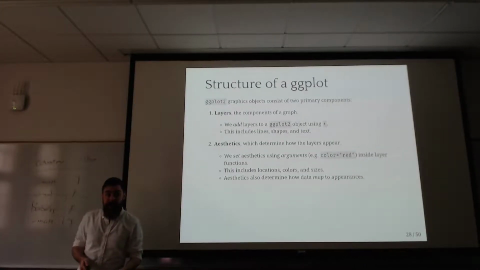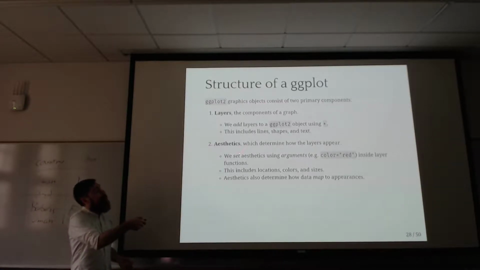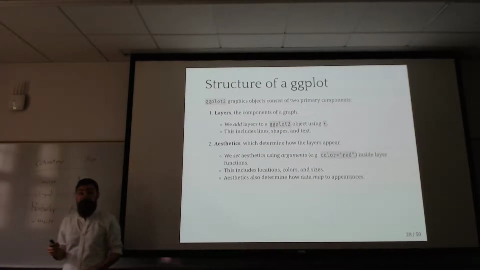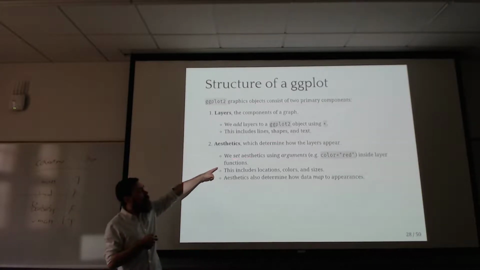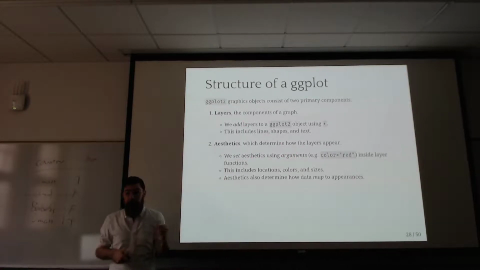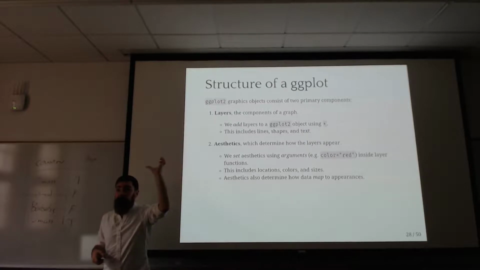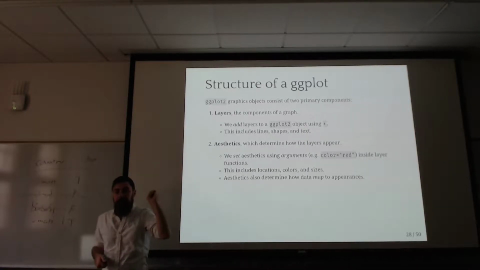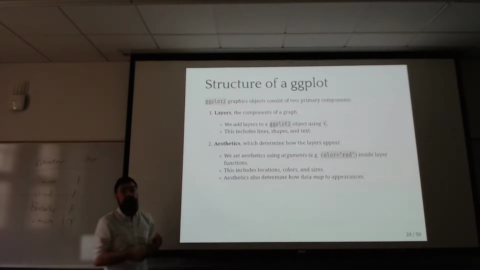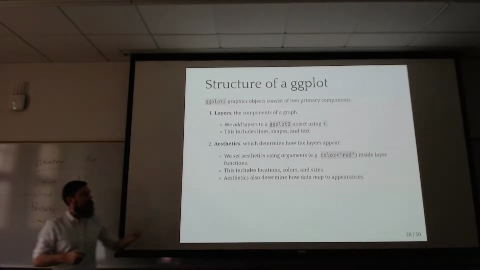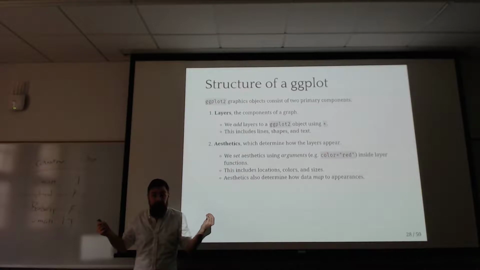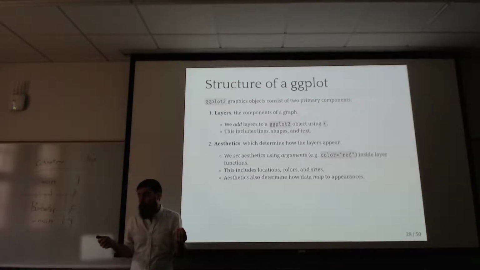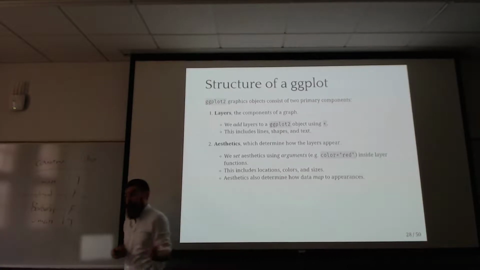The second component are the actual aesthetics. The aesthetics determine how these layers look. They don't create the layers, they modify them. They give them some sort of color or shape or something like that different from their default. We set aesthetics using arguments inside of the layer functions. So you generate a layer with a particular function unique to that type of layer. Inside of that layer function, you give it arguments, and those will set the aesthetics that make that layer look a different way. This includes things like the locations of, say, points. So x and y are locations. They're coordinates. Those are an aesthetic if you map them to a variable. Colors, the sizes of things.